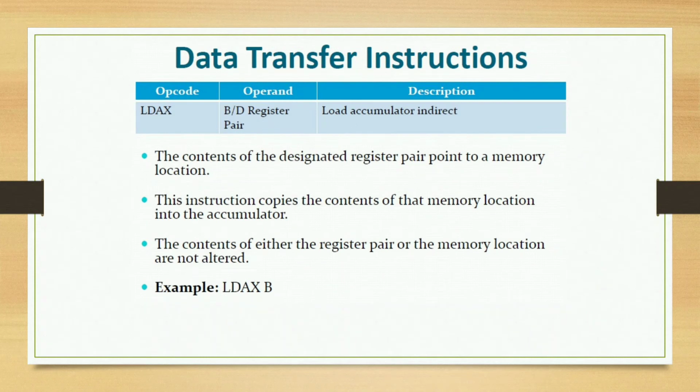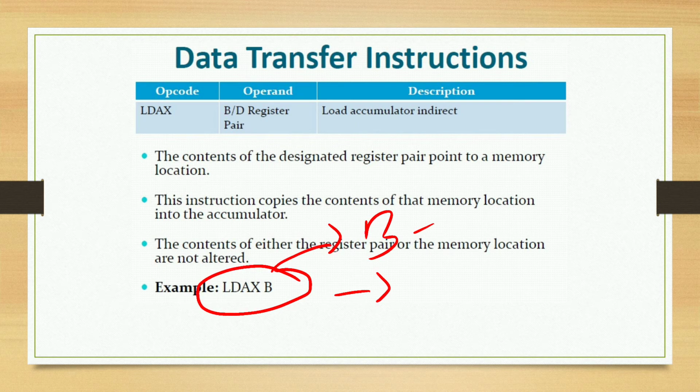Now LDAX. LDAX indicates load accumulator indirectly, or register pair. In LDAX, the content of the memory location whose address is in the register pair is loaded into the accumulator. Consider an example, LDAX B. LDAX B will load the content of register pair B, which means the BC pair.